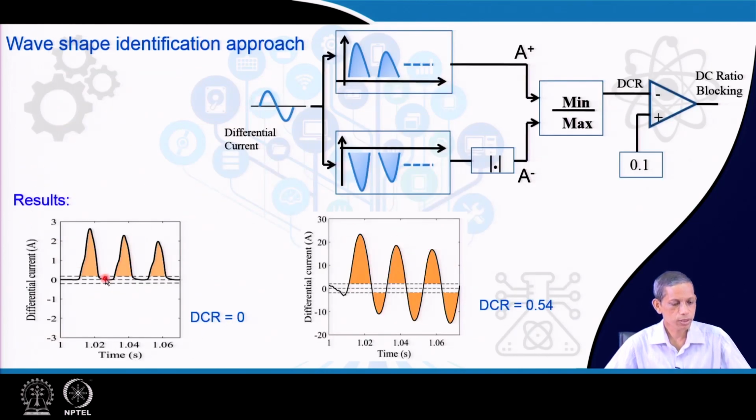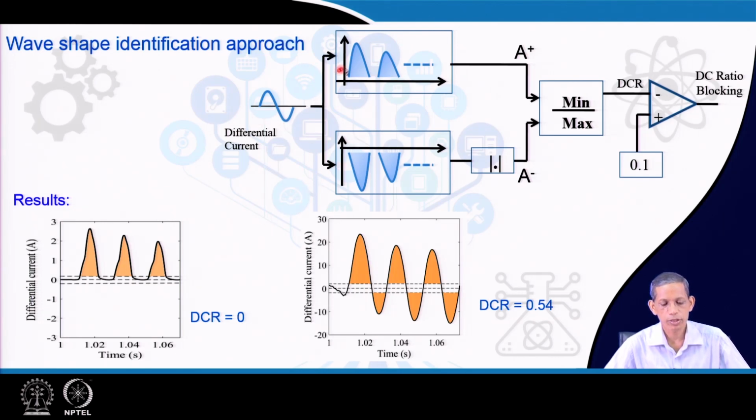So for the internal differential current, for the inrush situation DCR equals 0, and for an internal fault case, as we have already narrated earlier, the curve becomes like this and the DCR comes out to be 0.54, close to one. So much higher than the corresponding 0 value.